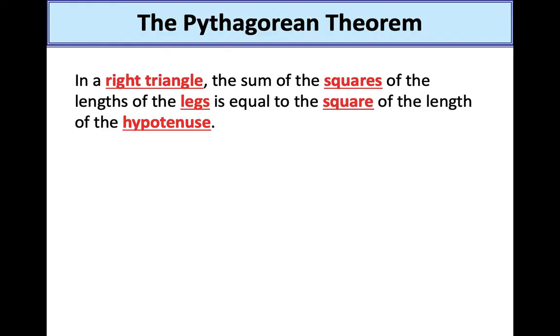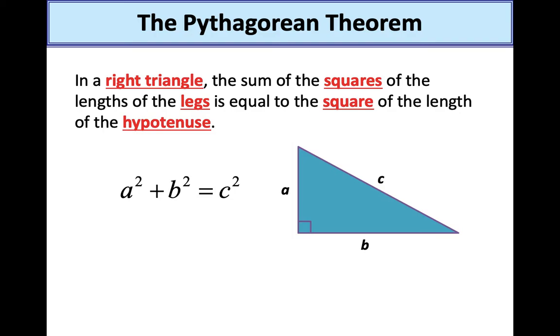Okay, the Pythagorean theorem is in a right triangle, the sum of the squares of the lengths of the legs is equal to the square of the length of the hypotenuse. You can summarize that to be a squared plus b squared equals c squared.